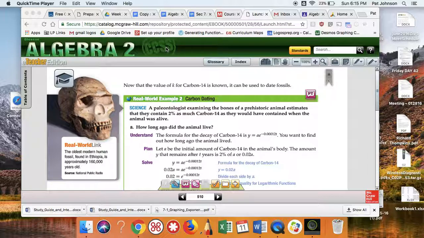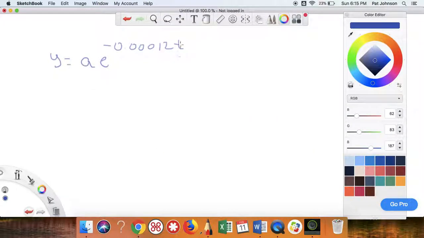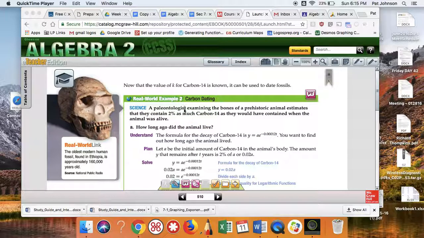Now, what information do they give us? Well, we need to find t, but what we do know is that at that t years, we're asking how long ago did it die? And when they say how long ago did it live, so how long ago did it die, we're saying at that point it has 2% carbon.